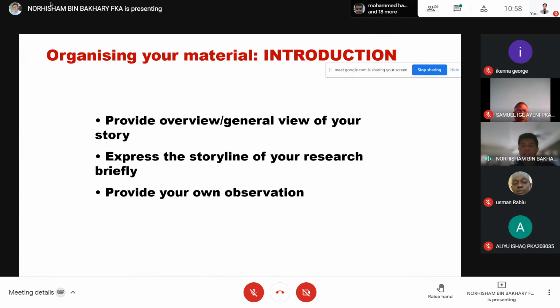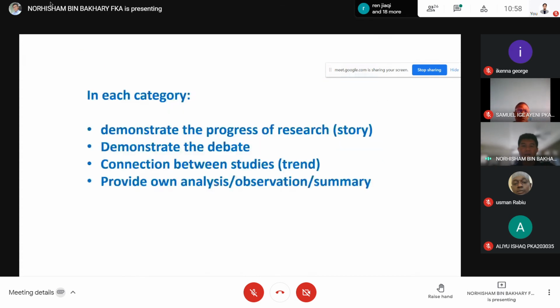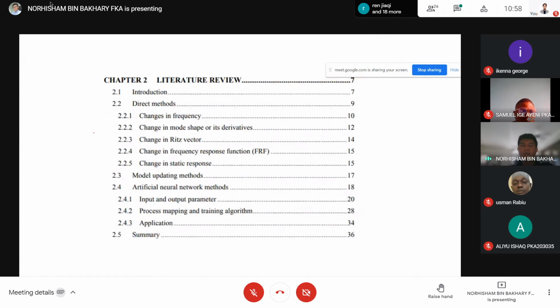So in the introduction, if you refer to my, okay, this is the category. This is how I arrange my literature review. 2.1 is the introduction, and then the methods. I already mentioned to you the methods: the conventional one, the computational one, and the artificial intelligence one. Okay, this is how I arrange it.